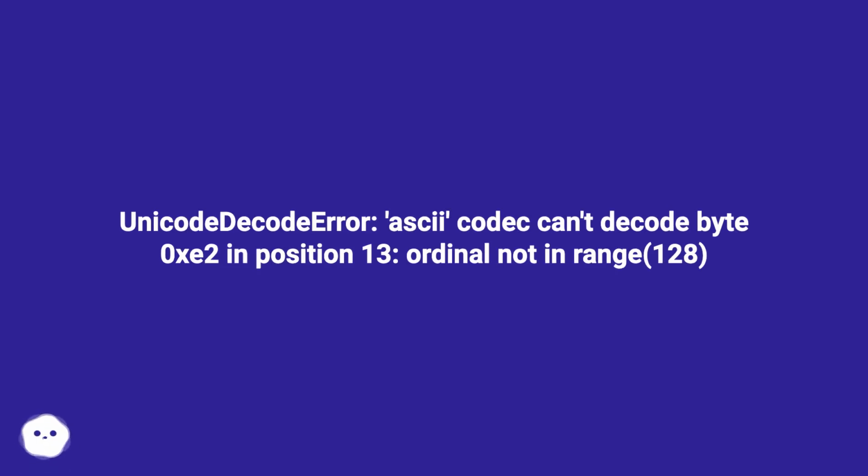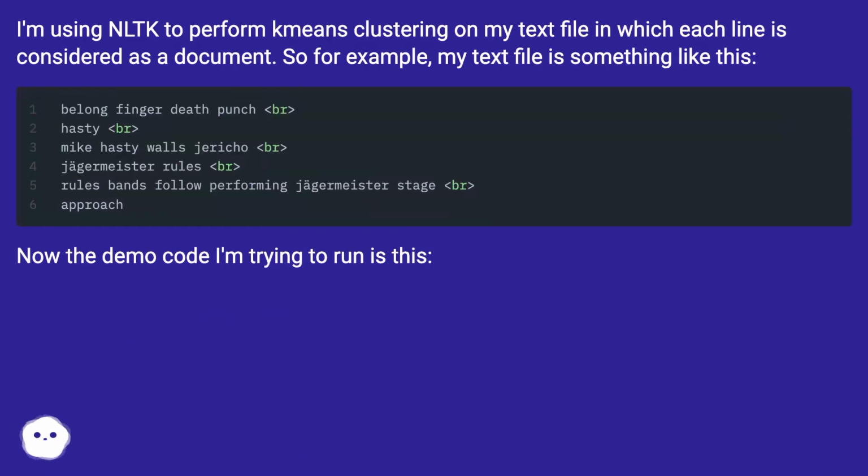UnicodeDecodeError: 'ascii' codec can't decode byte 0xe2 in position 13: ordinal not in range(128). I'm using NLTK to perform k-means clustering on my text file, in which each line is considered a document. So for example, my text file is something like this.